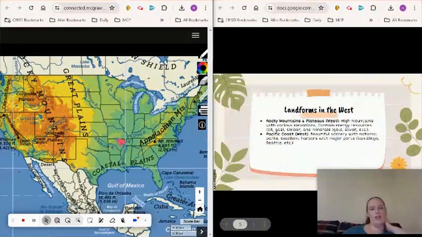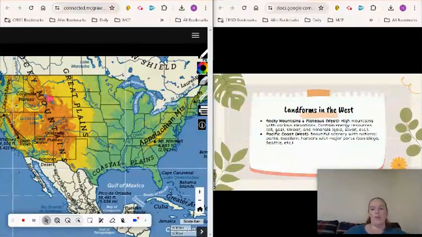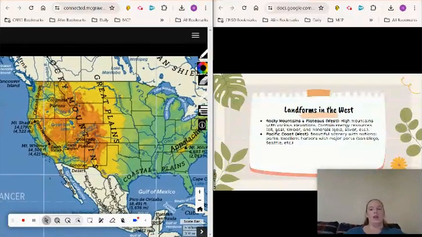So now the landforms in the West United States. We have the Rocky Mountains and our plateaus. So these are high mountains with various elevations. That is why they are showing brown on our map. They contain energy resources, oil and gas, timber, minerals, gold, silver. And then we have our Pacific coast. This beautiful area has amazing scenery, lots of national parks, and excellent harbors with ports in San Diego and Seattle. So right here on the map, you can see this little triangle. That is showing that Mount Whitney here is 14,505 feet tall.